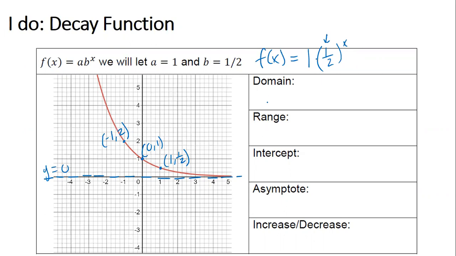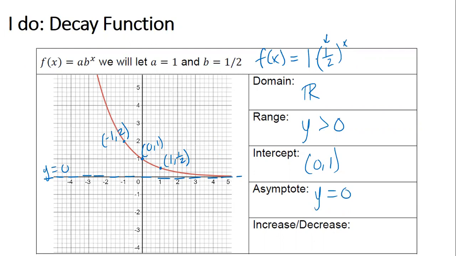Okay? Did my domain change? No, the domain is still all real numbers, right? Did my range change? My range is still greater than 0, not equal to 0, but greater than 0. Did my intercept change? Nope, still only 1. Did my asymptote change? Nope, still at y equals 0.